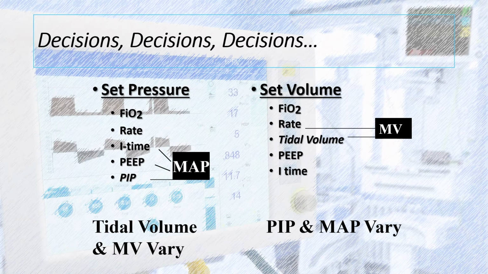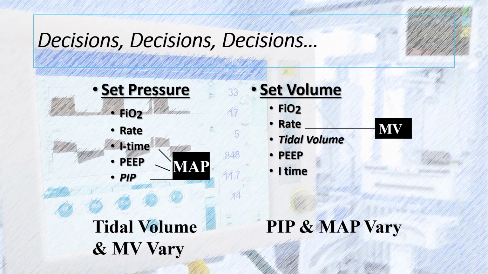So with that in mind, your next decision is, do I want to set pressure or set volume? And honestly, that's not really as important as you think. Sometimes it is, but the vast majority of the time it doesn't actually matter that much. The thing to remember is that if you are setting pressure, it's the mean airway pressure that's actually driving oxygenation. So when you set pressure, you're guaranteeing some sort of mean airway pressure, but that guarantee comes at a tidal volume and a minute volume that may vary.